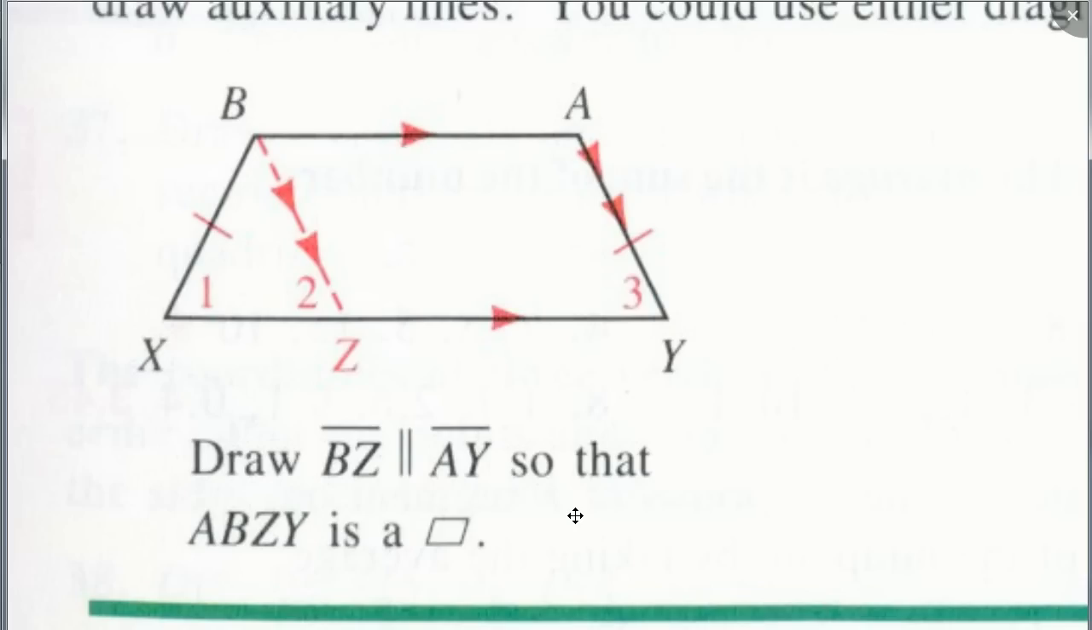But how is that going to help us to show that angle 1 is congruent to angle 3? Eamon? You could show that BXZ is an isosceles triangle. But right now, we know that BZ is congruent to AY. We don't know much about BX and BZ yet, right? So you're right. If I could show that triangle BXZ is an isosceles triangle, that would be helpful.